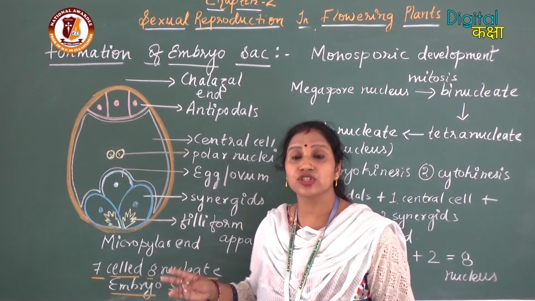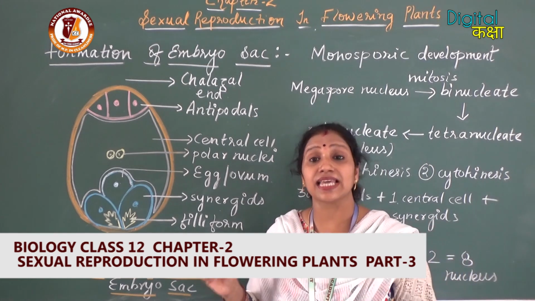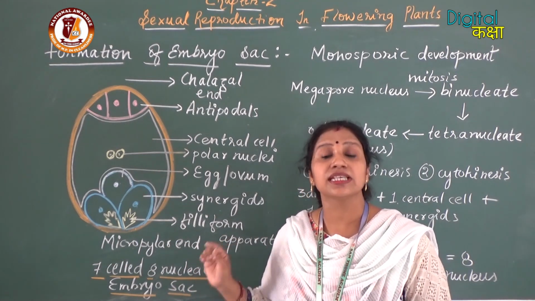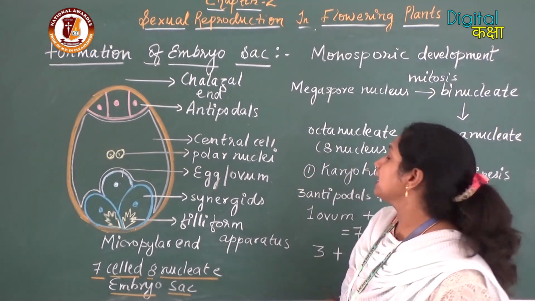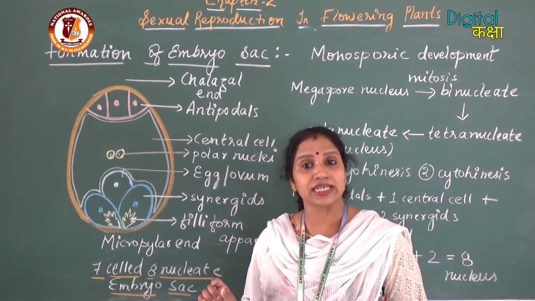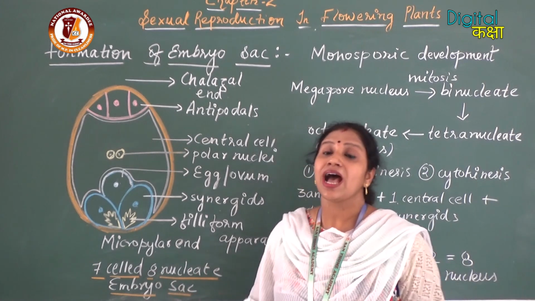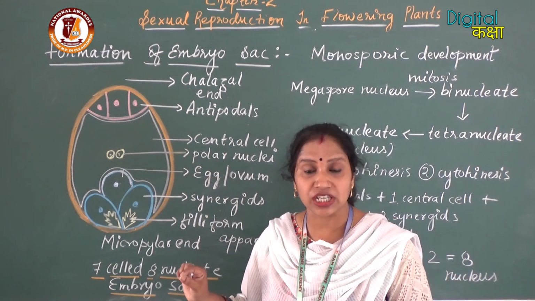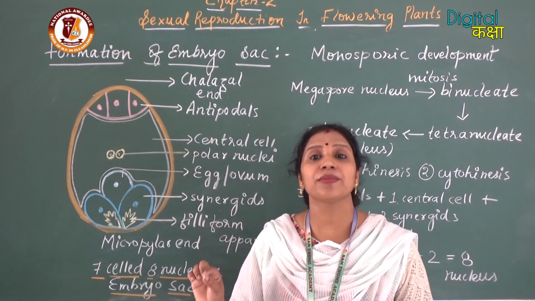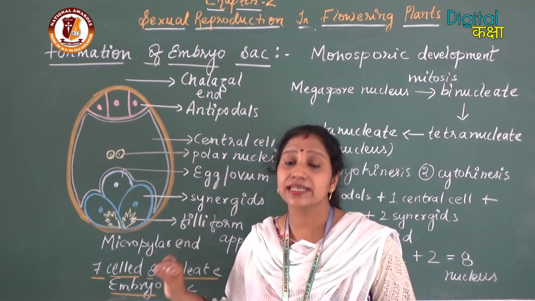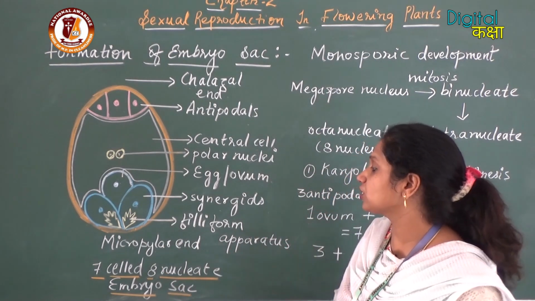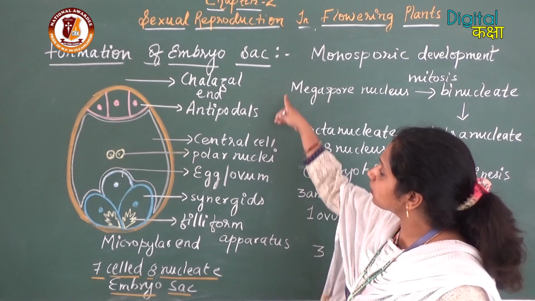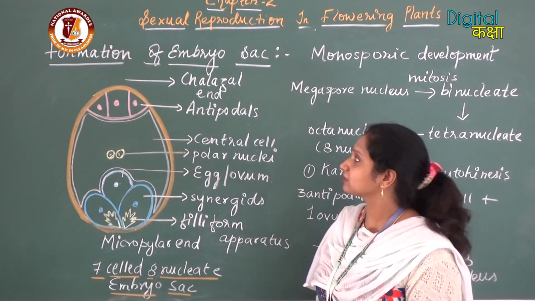So, I think you must have understood how it has become 7-celled and 8 nucleate. First, continuous division of the nucleus occurs, which results in formation of the 8 nucleate stage, that is the octanucleate stage, inside the megaspore. After that, the migration of the nuclei will occur towards different locations. After this arrangement, the formation of cell wall takes place, which will result in the formation of 7 cells and 8 nuclei. Now we will move towards the functions of these cells.